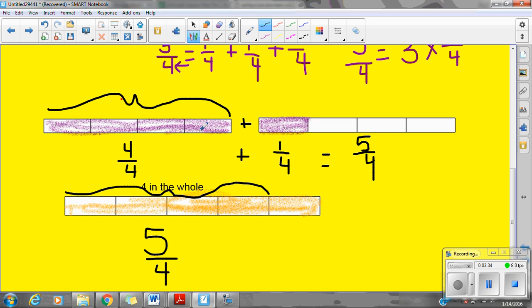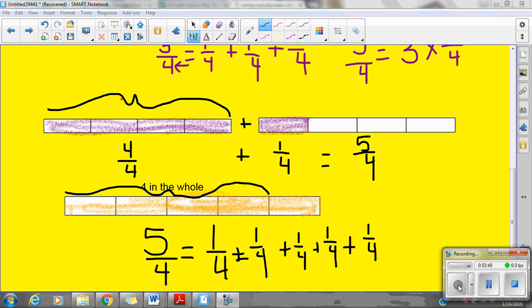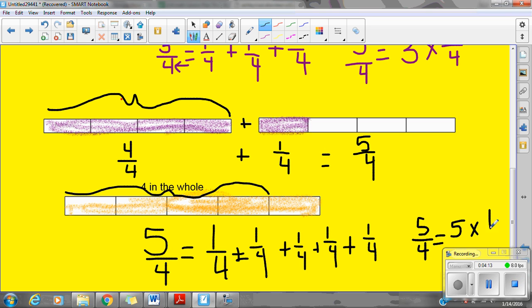Now if I wanted to decompose 5/4, I can say that 5/4 is 1/4 plus 1/4 plus 1/4 plus 1/4 plus 1/4. So I could add 1/4 5 times. That would be decomposing it into unit fractions actually. Or because I added 1/4 5 times, 1, 2, 3, 4, 5, I could say that 5/4 is also equal to 5 times 1/4.